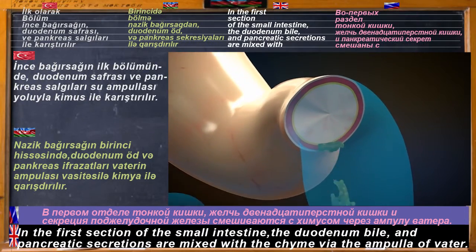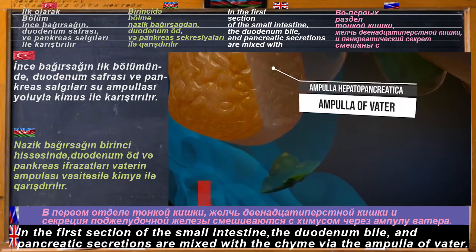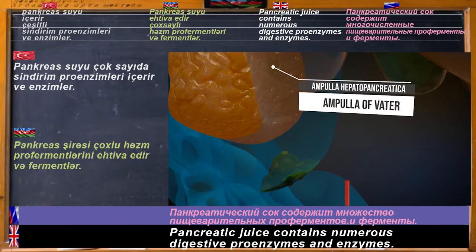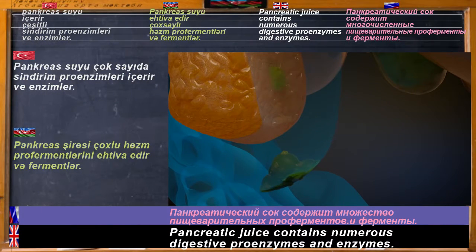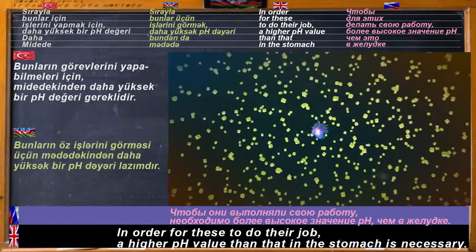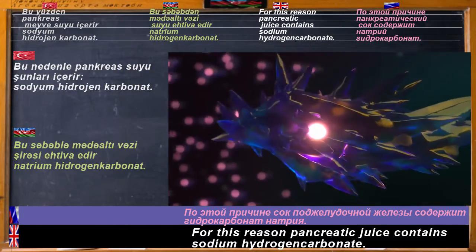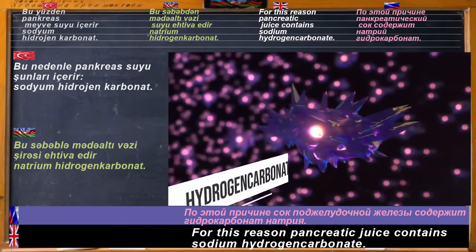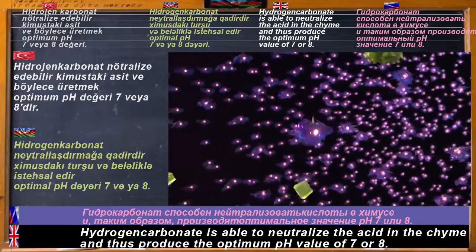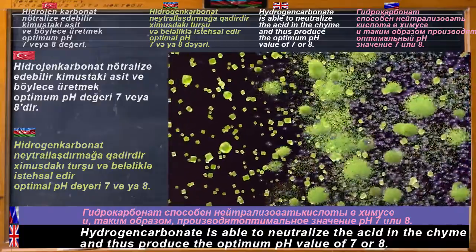In the first section of the small intestine, the duodenum, bile and pancreatic secretions are mixed with the chyme via the ampulla of Vater. Pancreatic juice contains numerous digestive proenzymes and enzymes. In order for these to do their job, a higher pH value than that in the stomach is necessary. For this reason, pancreatic juice contains sodium hydrogen carbonate. Hydrogen carbonate is able to neutralize the acid in the chyme and thus produce the optimum pH value of 7 or 8.